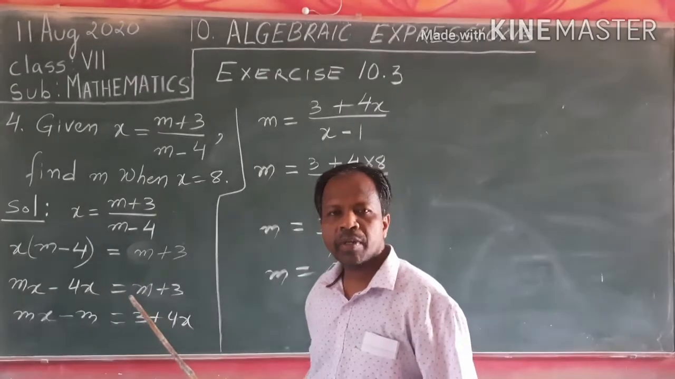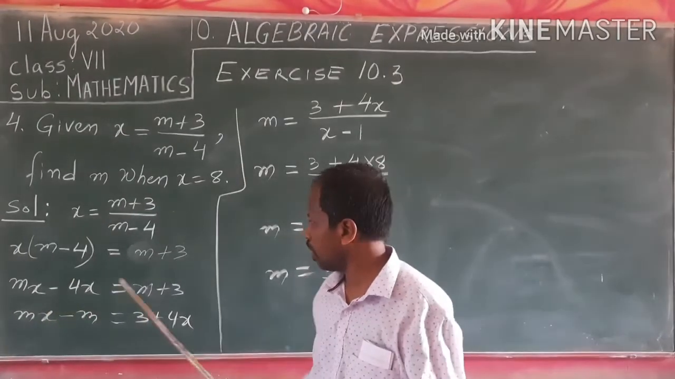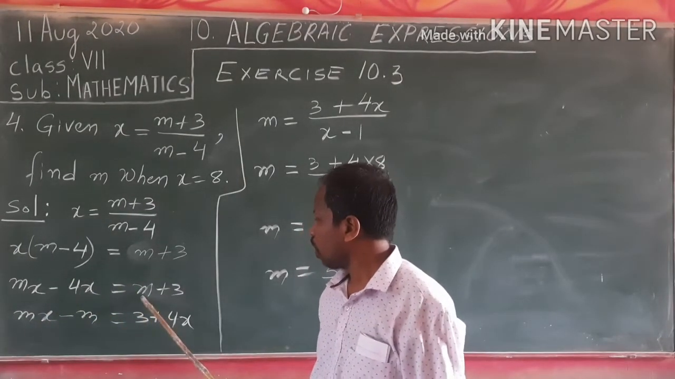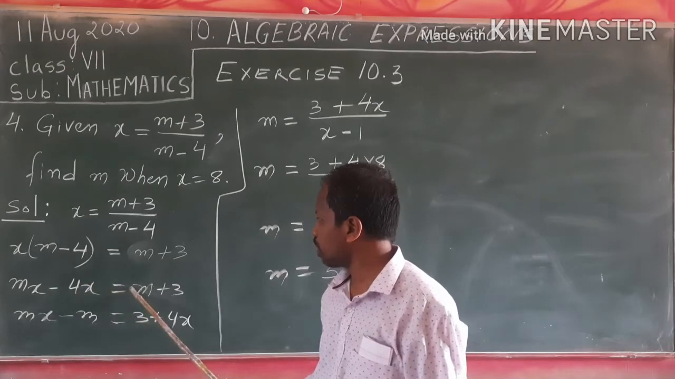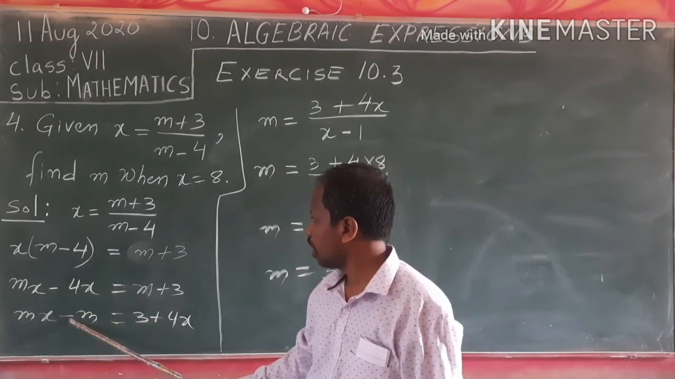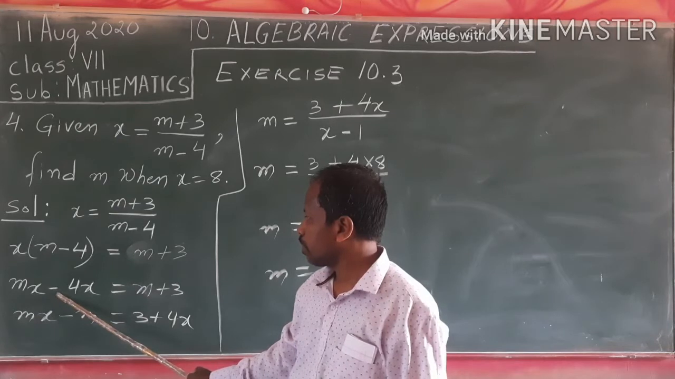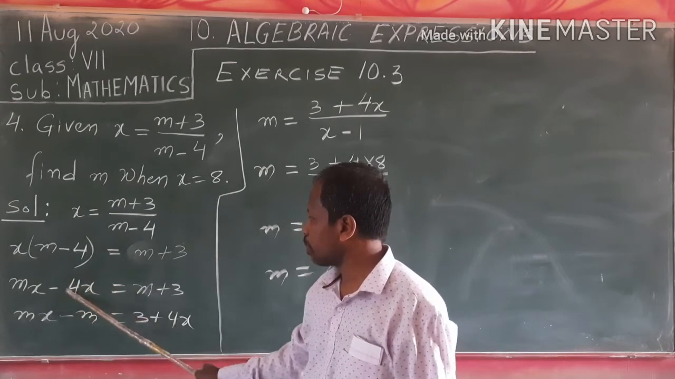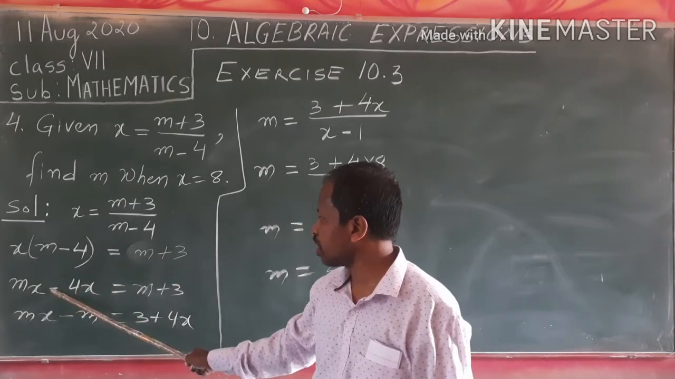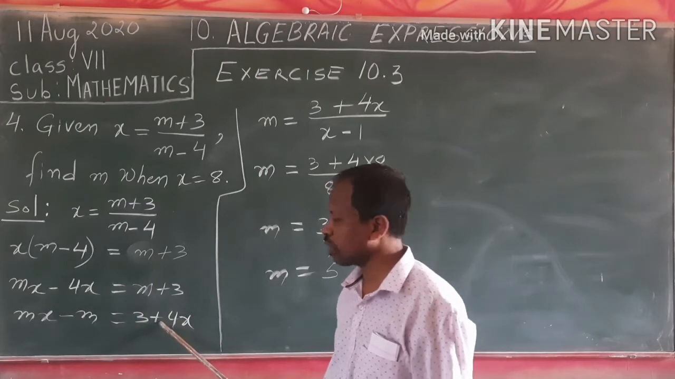All the m's we have to keep in the left hand side. So, on transposing, this is plus, this will become what? Minus here. And 4x, we have to take on other side. This is minus, on the other side of the equal sign when we take it, it becomes plus.